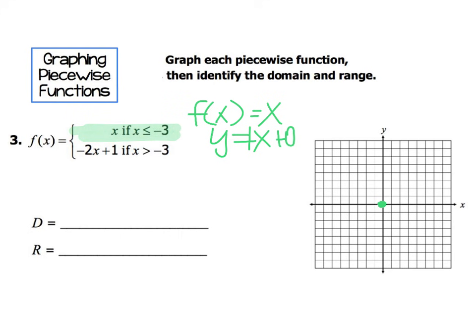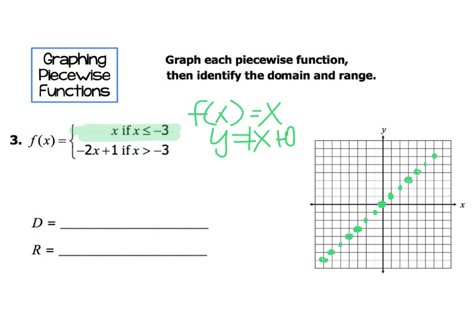And then we know we're going to go up 1 over 1, right? Up 1 over 1. And we can go down 1 over 1, down 1 to the left 1, down 1 to the left 1. We can go in both directions here across the whole graph. That is the equation of that line.